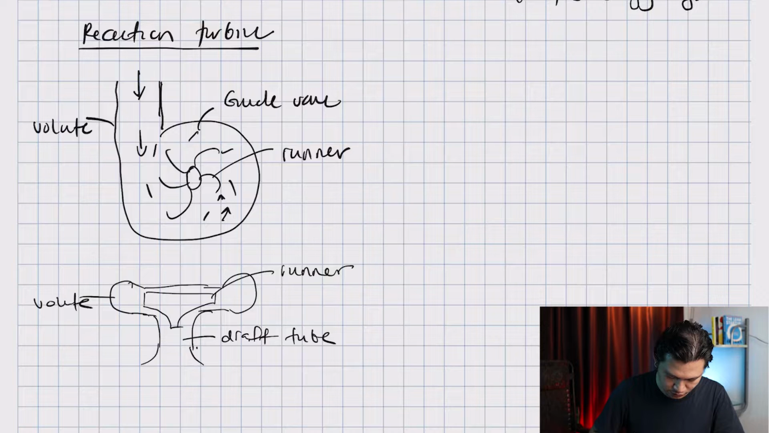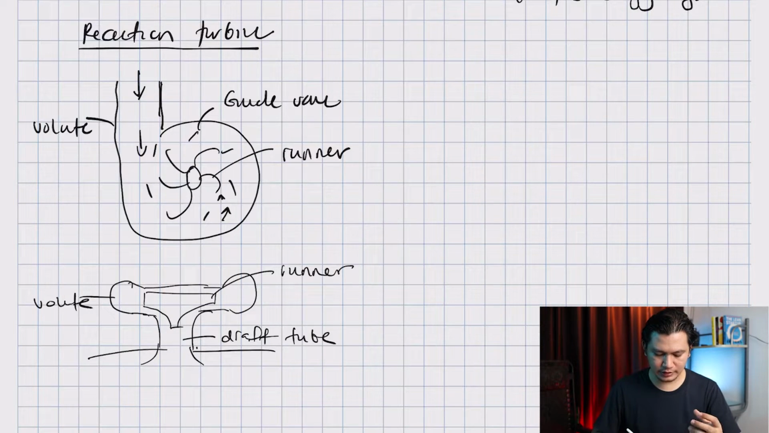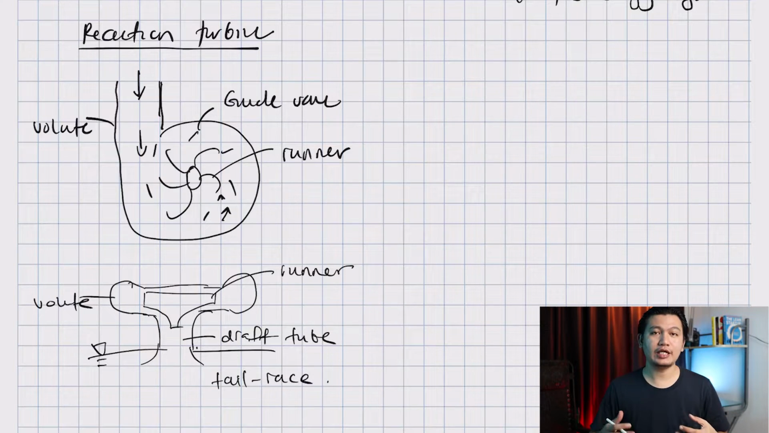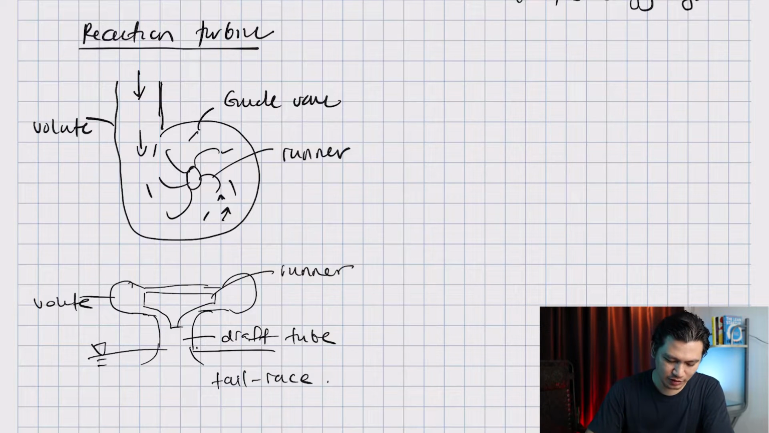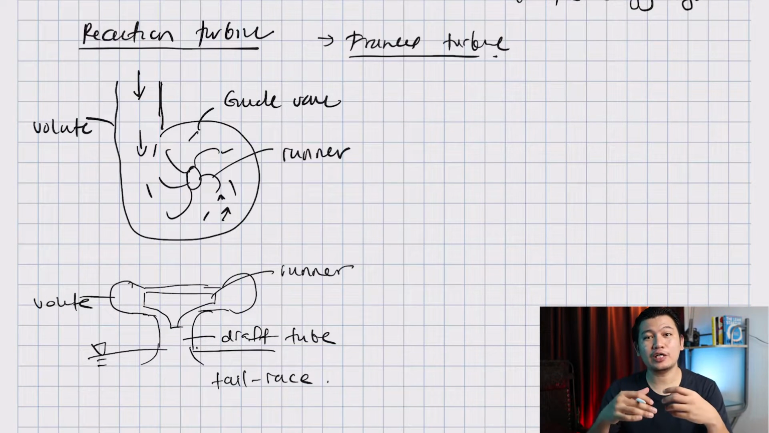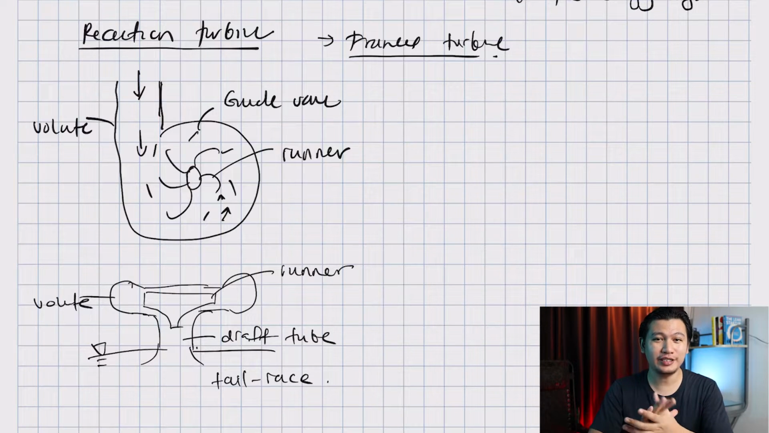Okay, and this goes to atmosphere, and in case this is water, so this goes into the reservoir, and this reservoir we're going to call it tailrace. And that's how a reaction turbine looks like. And one type of reaction turbine is called the Francis turbine. And this is the turbine that we are going to be focusing on when we do the analysis.